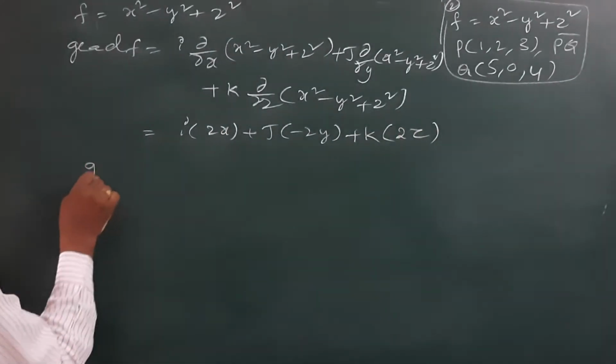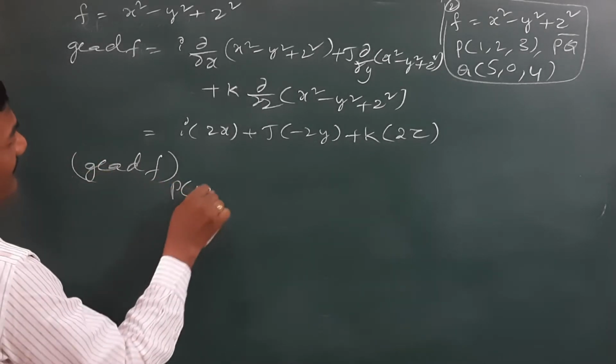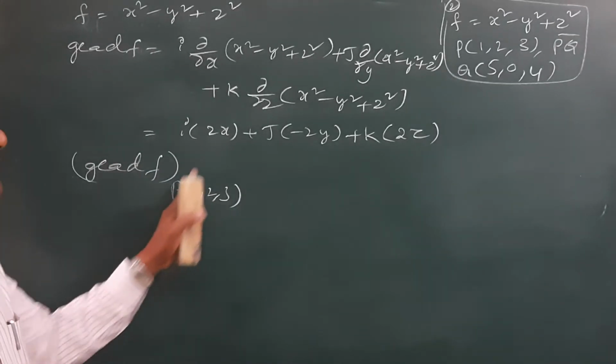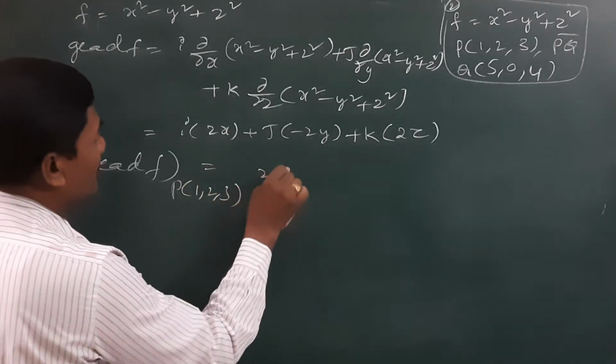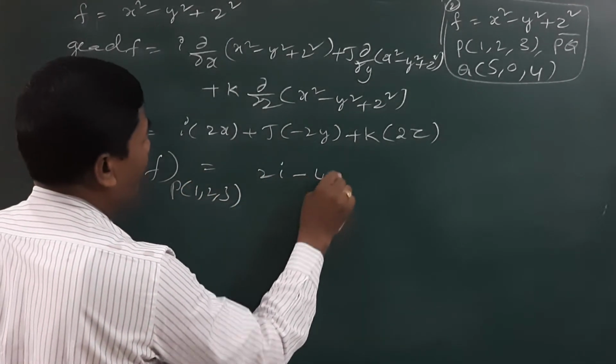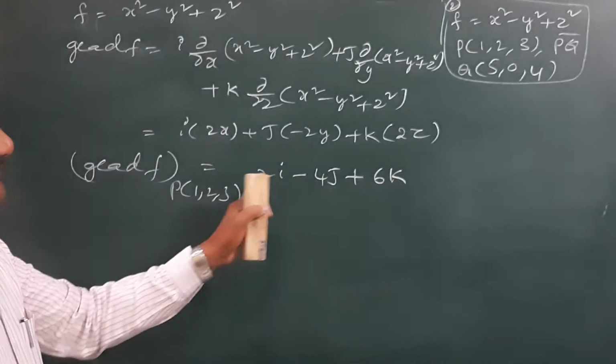So the gradient of f at the point P, which is (1, 2, 3), means x is replaced by 1, y by 2, and z by 3. That is nothing but 2i minus 4j plus 6k only. This is called the gradient of f.